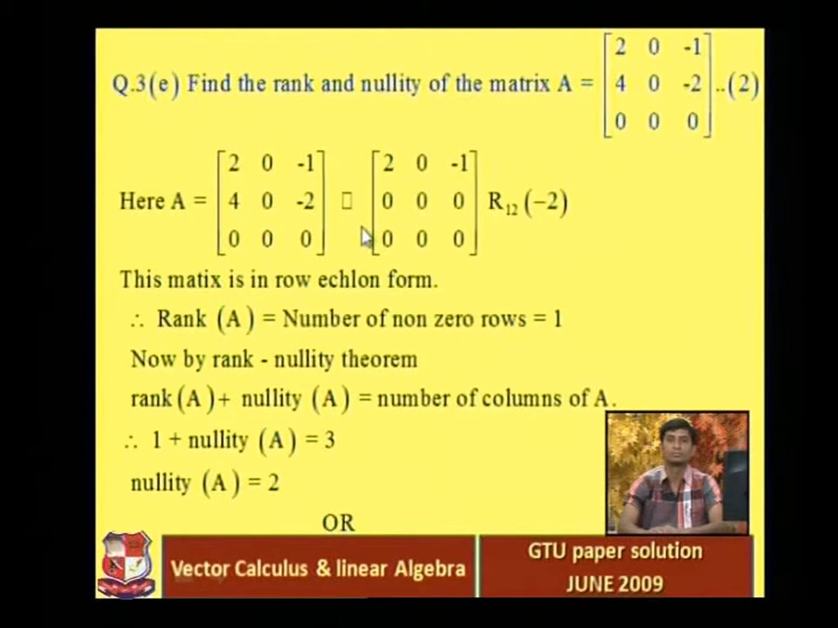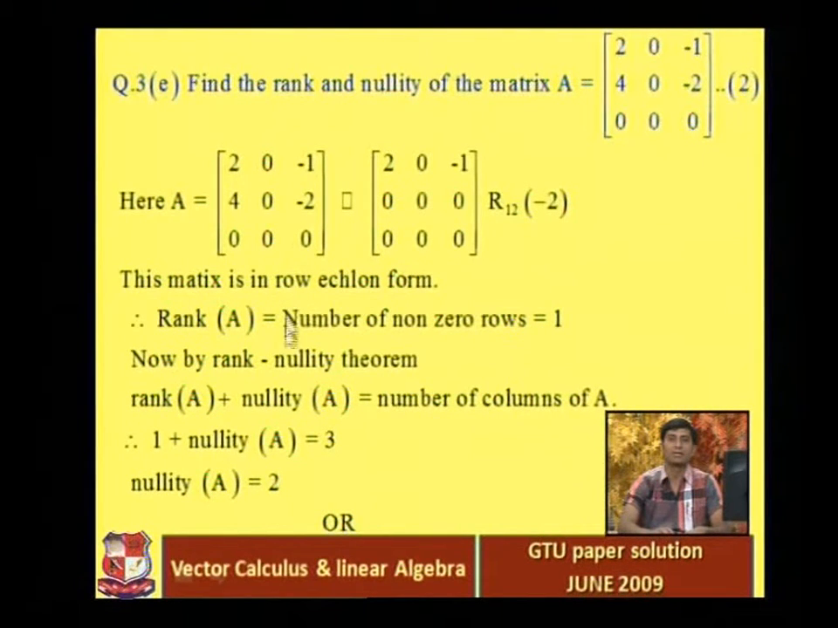So the first row is as it is, 2 0 minus 1. When we multiply the first row with minus 2 and add it to the second row, the second row becomes 0 0 0, and the third row is as it is, 0 0 0. So now you can say that this matrix is in row echelon form, right? In this row echelon form matrix, how many non-zero rows? We have only one non-zero row, okay?